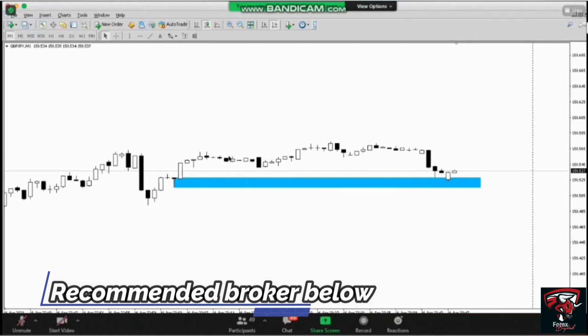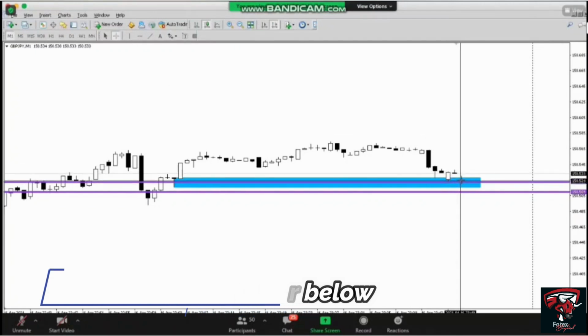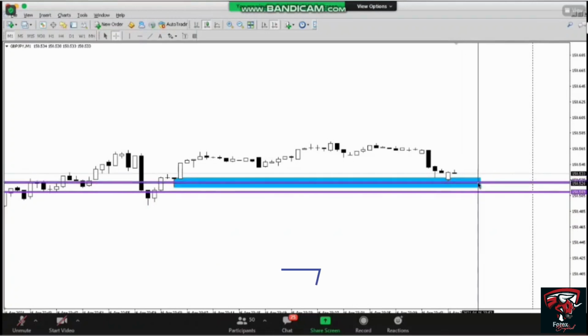If we had to enter here, let's say we found this on a higher time frame, if we buy here, then our stop loss will be just outside this area, about 5 pips, like this. If you enter here, count 5 pips. How many pips is this? That's 10. So I want 5.